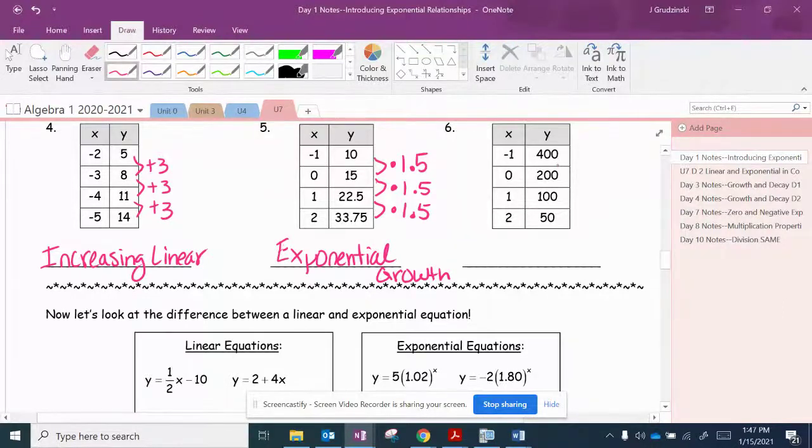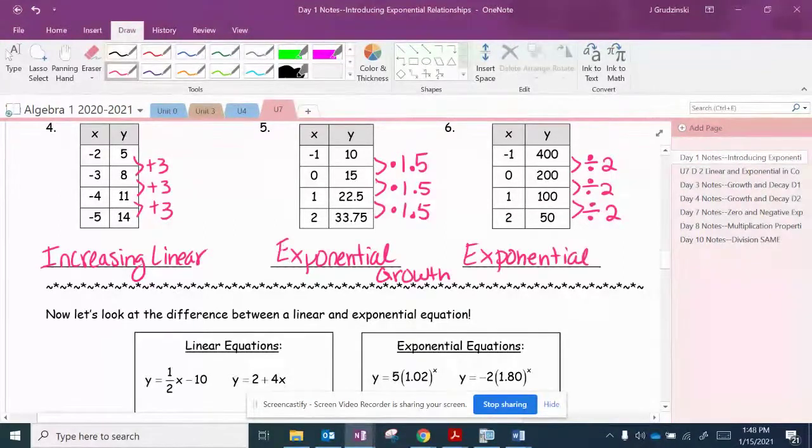Now if I look at the next one, from 400 to 200, I would divide by 2. And from 200 to 100, that's also divide by 2. And 100 to 50 is also divide by 2. That's going to be exponential decay.